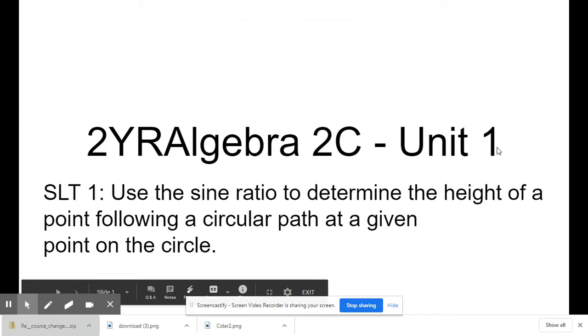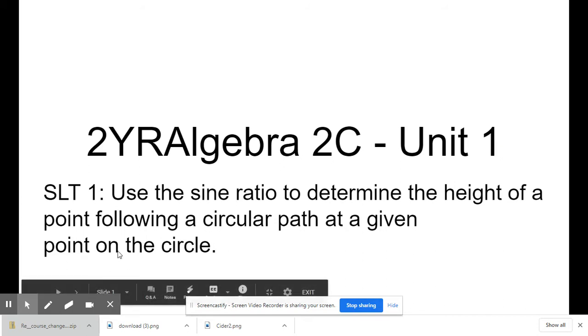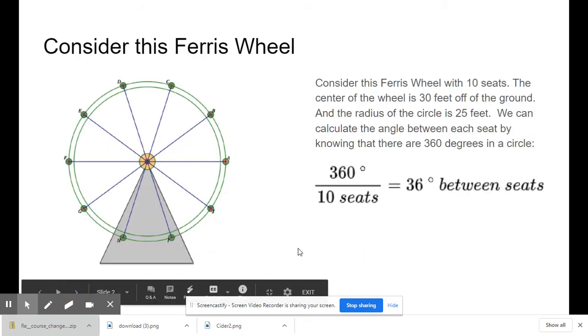Hello, and we're going to look at Two-Year Algebra 2C, Unit 1, Week 1, where we explore SLT1 using the sine ratio to determine the height of a point following a circular path at a given point in the circle. We are going to do all of this through the lens of looking at a Ferris wheel. So consider this Ferris wheel.